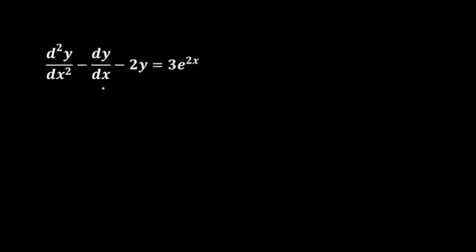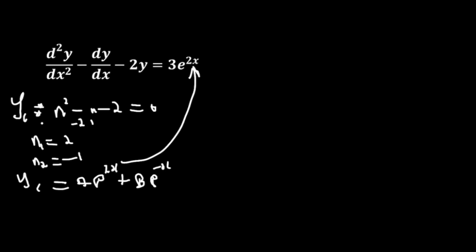Now this is a special case of the general solution, because there is going to be a cancellation at one moment. To get our complementary solution, we have n squared minus n minus 2 equal to 0. So we have our factors to be minus 2 and 1, so n1 will simply be 2, and n2 will simply be minus 1.